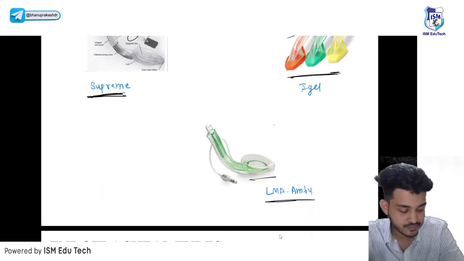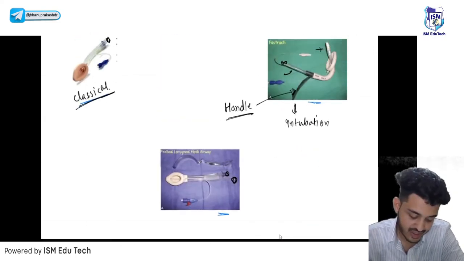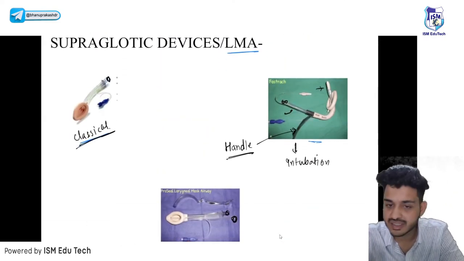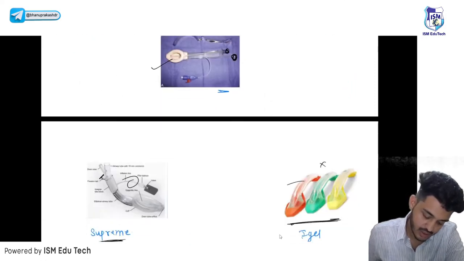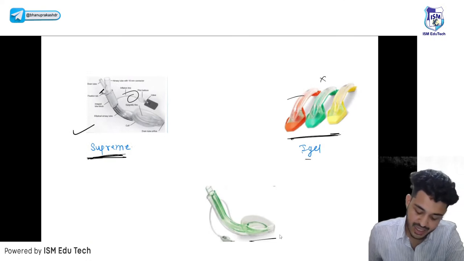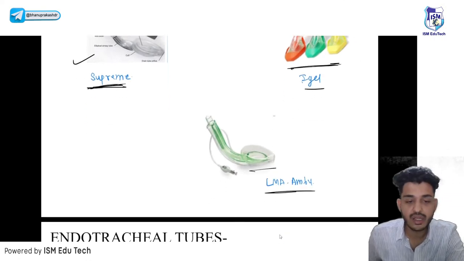Do you remember what we have seen? We have seen six types of LMA devices. Classical, fast track, this one is your ProSeal, this one is your Supreme, this one is IGL, and the last one is LMA Ambu.